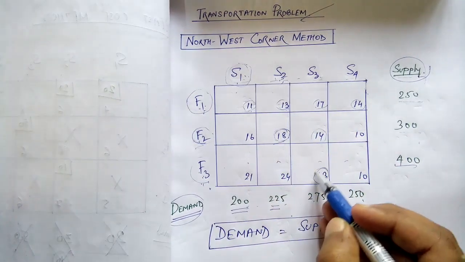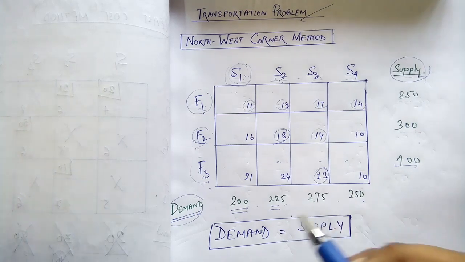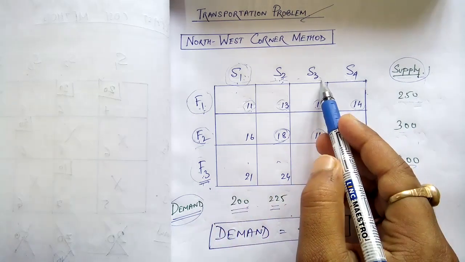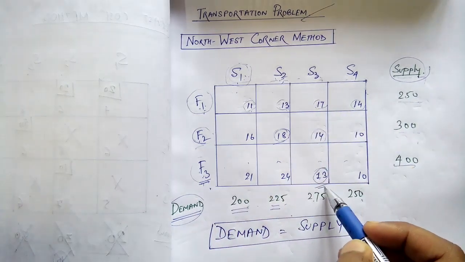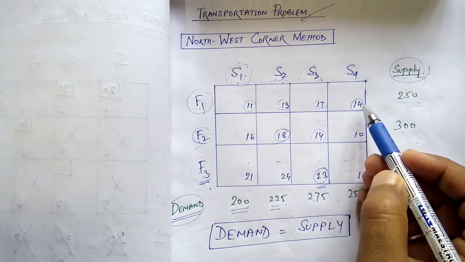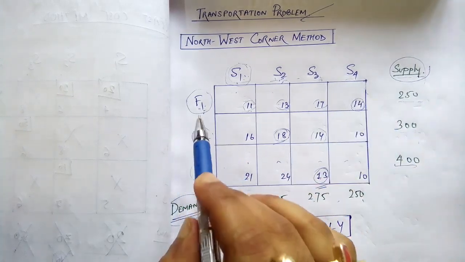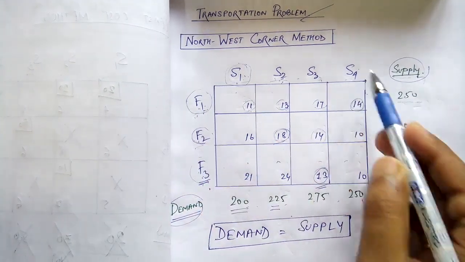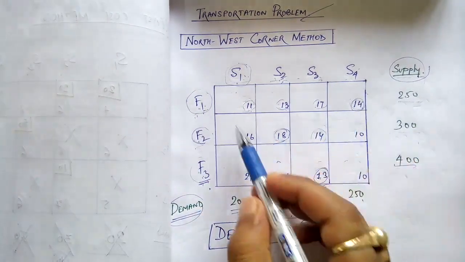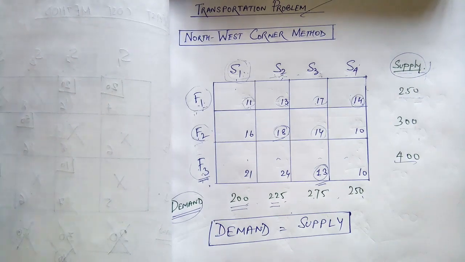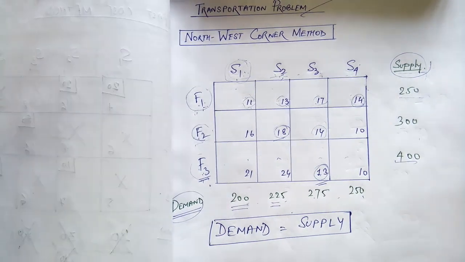Let's talk about this value. What is the meaning? If you want to transport one good from factory 3 to store 3, how much will it cost? 13 rupees. Let's talk about this value 14. If you want to transport one good from factory 1 to store 4, it will cost 14 rupees. So these given values are the cost of transportation of one item.